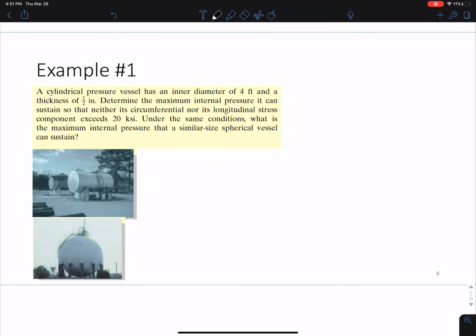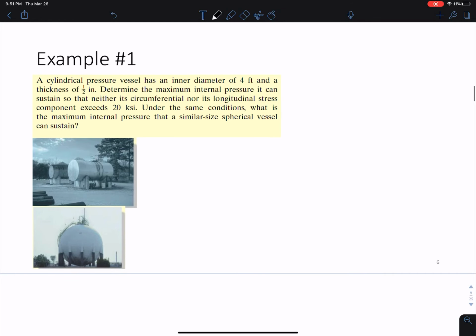So we have a cylindrical pressure vessel with an inner diameter of 4 feet and a thickness of 1/2 inch. We want the maximum internal pressure it can sustain so that neither its circumferential nor its longitudinal stress component exceeds 20 KSI. And then we also want to know, under these same conditions, what is the maximum internal pressure that a similar sized spherical vessel can sustain? So we're going to compare these two types of vessels and see which one is more efficient. But first, let's start with the cylindrical.